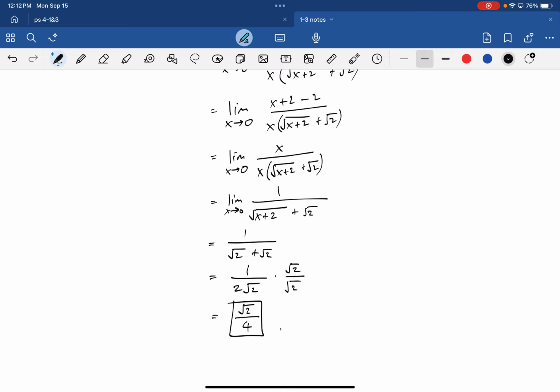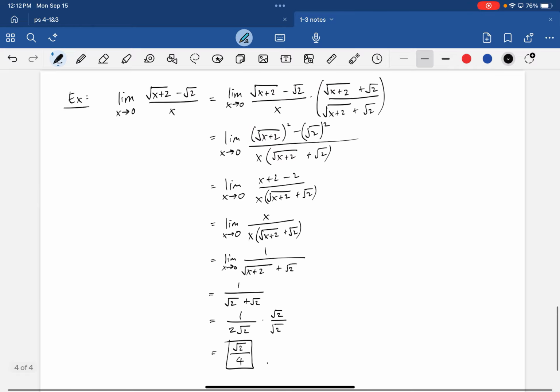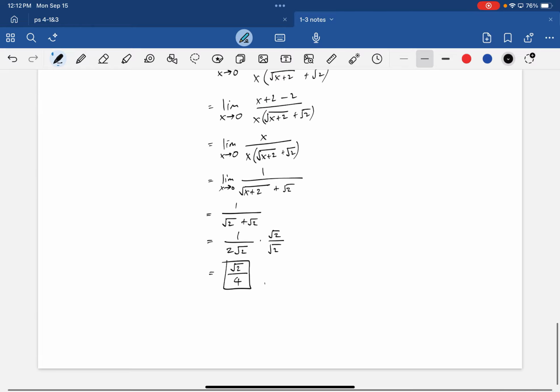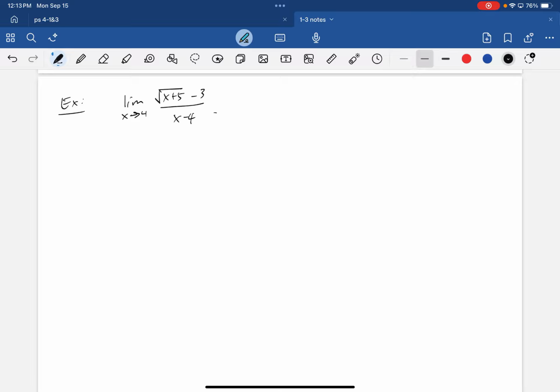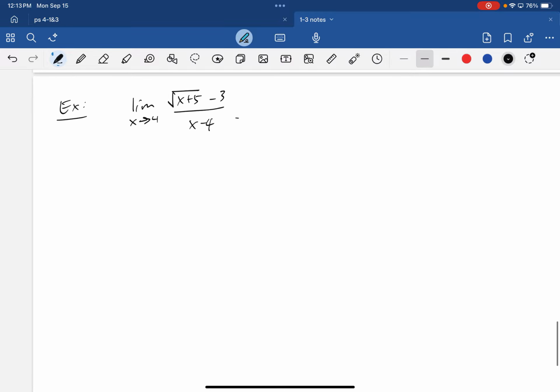Too easy, right? You guys can do them by yourself? All right, let's do it. It's too brilliant in this class. Okay. Your task now is to do this one, which is the limit as x approaches 4 of the square root of x plus 5 minus 3 over x minus 4. All right, go ahead.